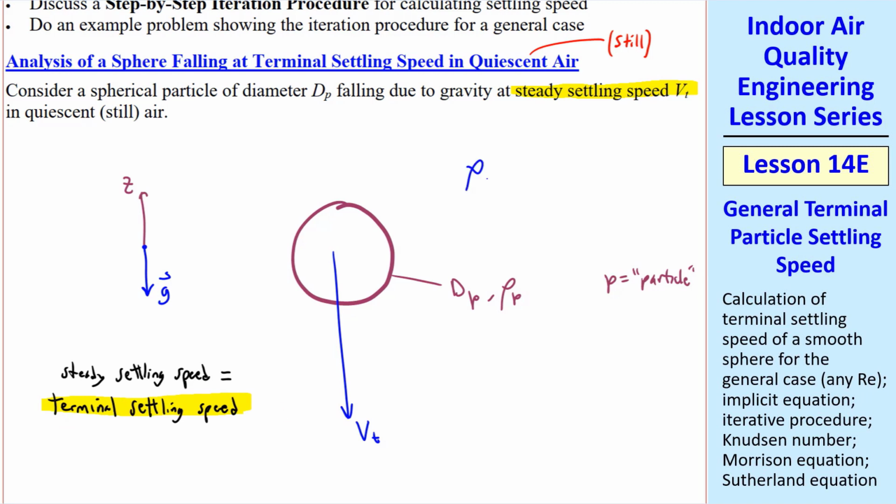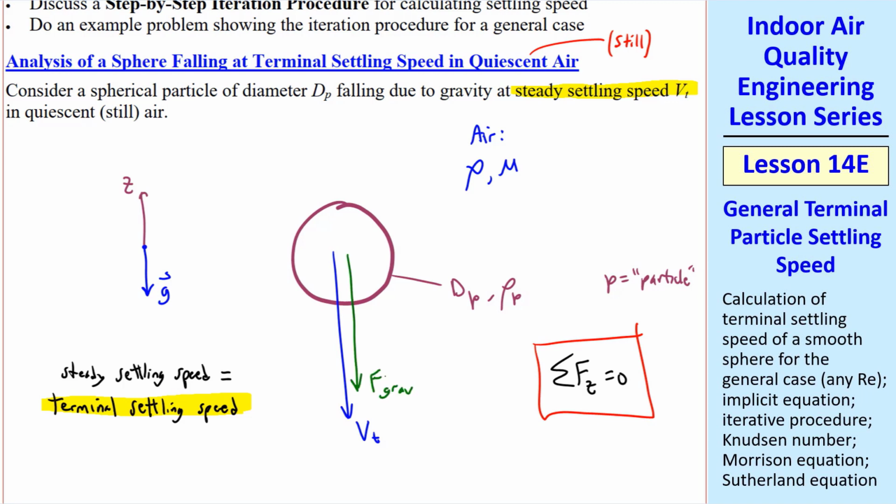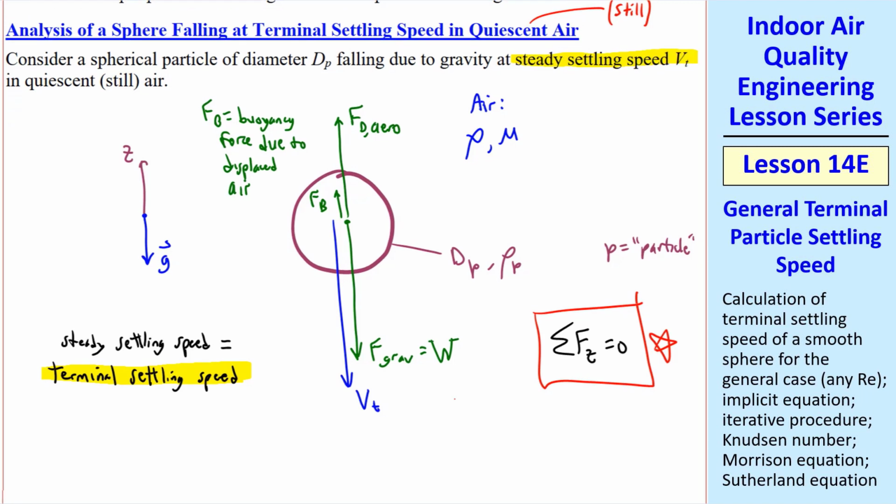The sphere is surrounded by air with density ρ and viscosity μ. And since there's no acceleration, sigma Fz equals 0. Let's look at all the forces on this sphere. There's a gravitational force, which equals the weight of the body. There's an aerodynamic drag force, and there's a buoyancy force, which is due to the displaced air as discussed in a previous lesson. Now let's sum all the forces and set them equal to 0.